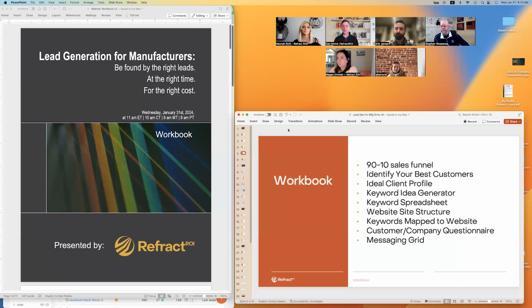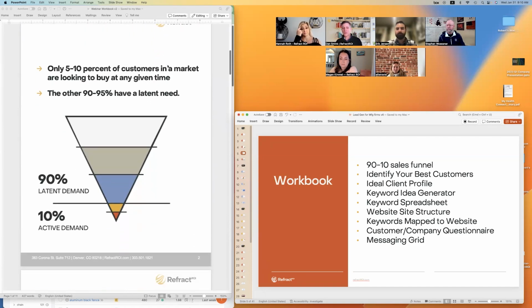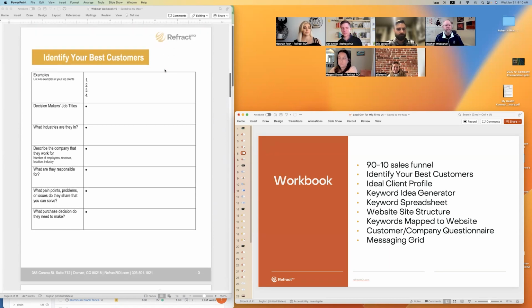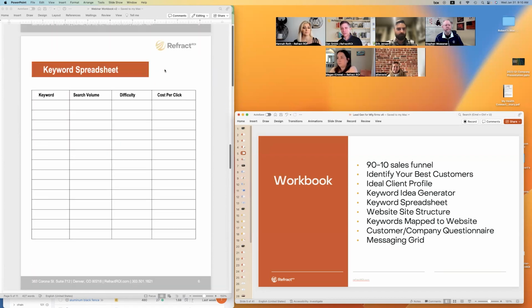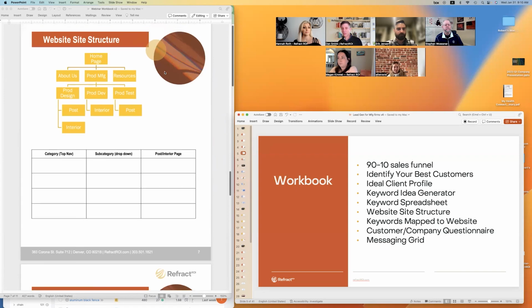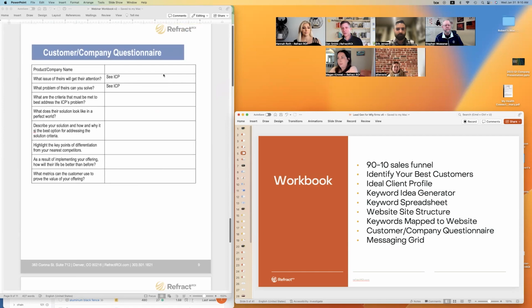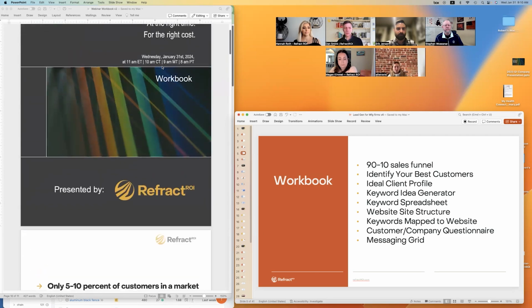So let's take a real quick look at the workbook. I have it open on the left-hand side of my screen. If you can't see it, please let us know. I don't see anybody saying they can't see it. So, all right. The first is what we call the 90-10 sales funnel, which I will get to in a minute. Second part is identifying your best customers, your ideal client profile, keyword idea generator, a spreadsheet that you can use for your keywords. You can actually take this and adapt it into an Excel spreadsheet. Website site structure map that you can edit, keywords and mapping them to the website, a company customer questionnaire, and finally the messaging grid that you'll be developing. So that's the workbook, and that's what we're going to work through today.